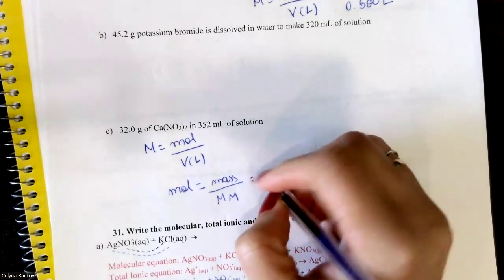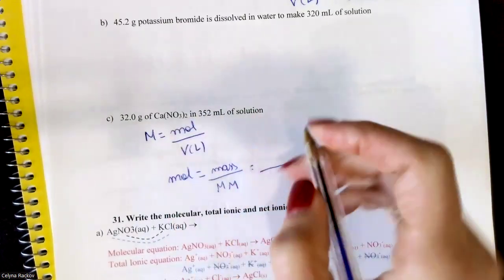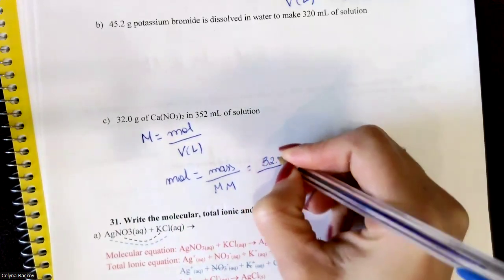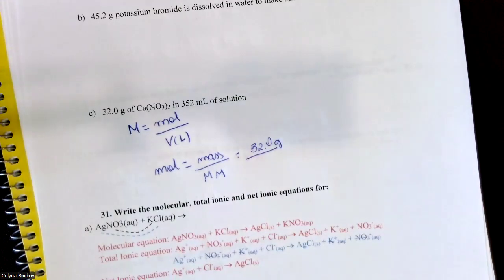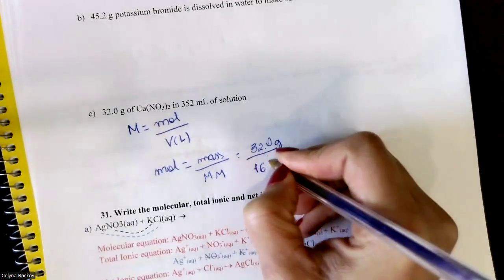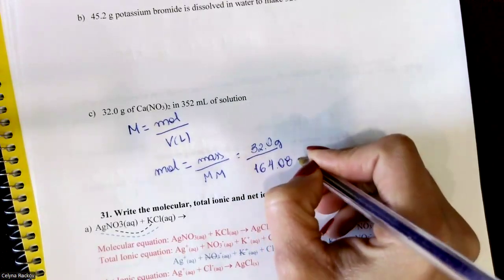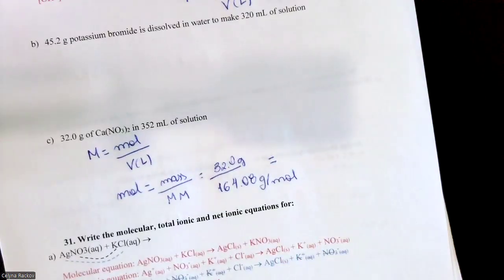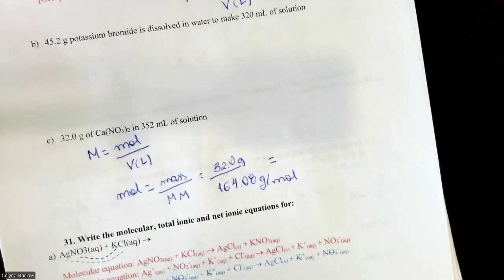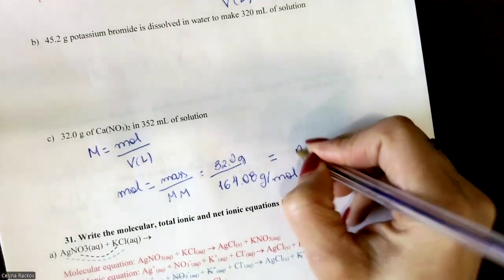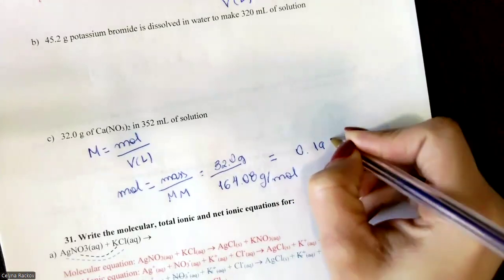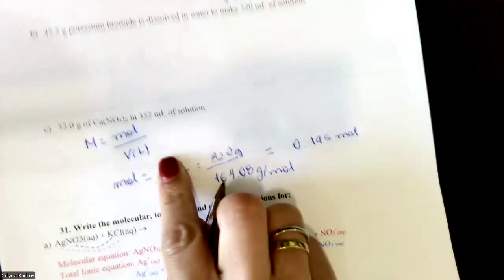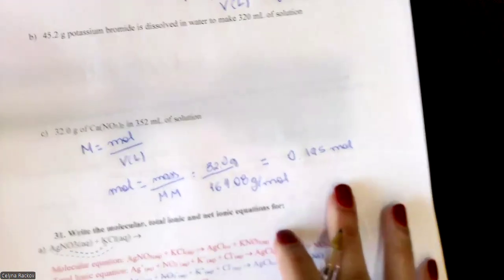Calcium nitrate molar mass. Okay, let's go here. The mass given, 32 grams of calcium nitrate, and the molar mass was 164.08 grams per mole, right? Let's do this division here. To find the moles, it's going to be 32 divided by 164.08. So it will be 0.195 moles of calcium nitrate, right?